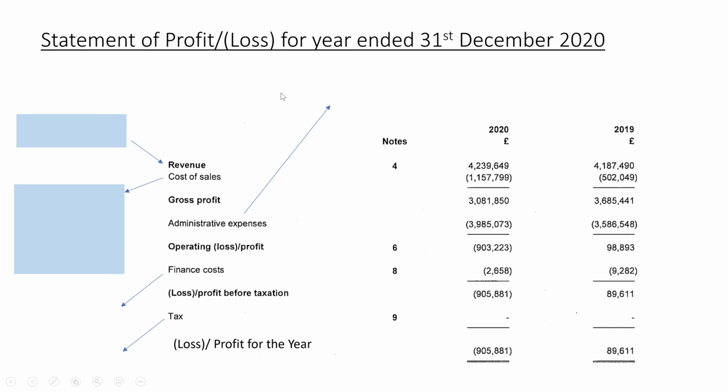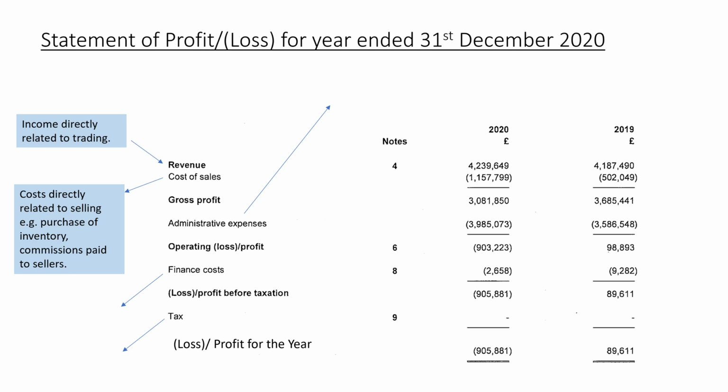So the first heading we have is revenue, and that's income directly related to trading. So if you're a candy shop business, your revenue will be from the sales of candy bars. Okay, the next heading we have is cost of sales, which are shown here. Now, cost of sales are a type of expense, and they're costs directly related to the sales. So it could be purchase of inventory, or in businesses where you're employing sellers, any commissions that you pay to the sellers. So sellers are often paid a percentage commission based on how many items or how much they're selling. Okay, so we expect cost of sales to move in line with revenue generally.